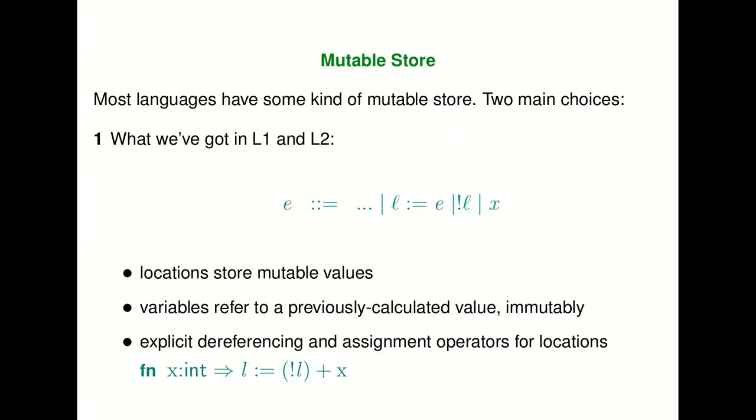Okay, so now most languages will have some form of mutable store in the programming language, and so there's two main styles of adding mutable data to your programming language. One thing that we could do is what we already have in L1 and L2. In L1 and L2, we've got literal locations, which store mutable values, and the variables are all immutable. They refer to a previously calculated value. And then we have explicit dereferencing and assignment operators for the locations. So you can write a function expression like fn x goes to store contents of L plus x into L.